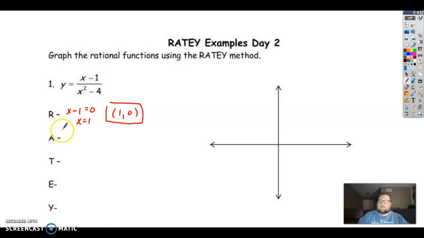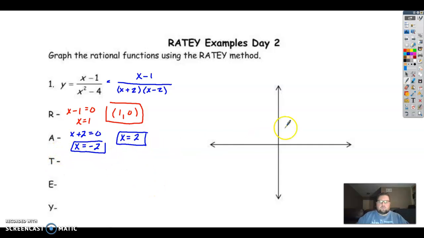All right, asymptotes we get from the denominator. I like to do factoring on the denominator when possible. So this denominator does factor. It's a difference of squares, (x + 2)(x - 2). So we're going to get two asymptotes, very similar to our last example from Ratey day 1. x equals -2 is one of them, and x equals +2 is the other.